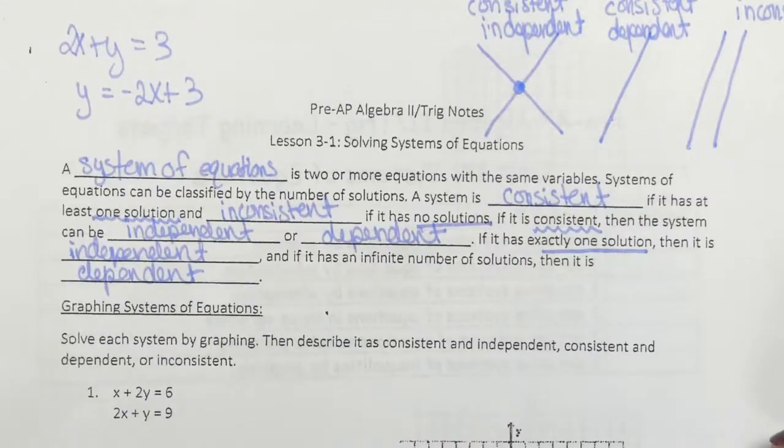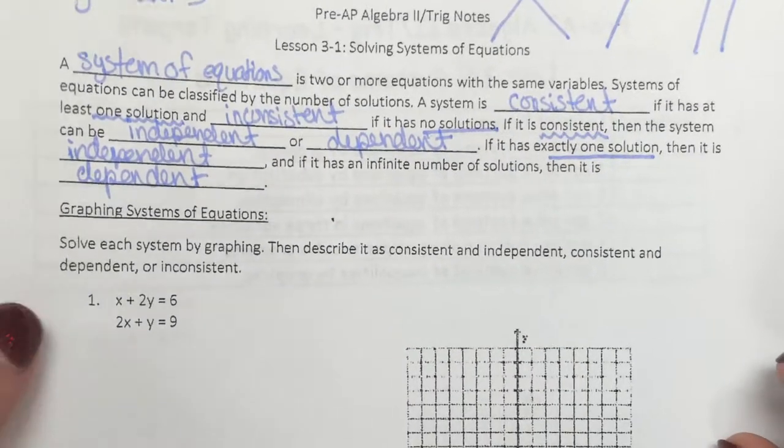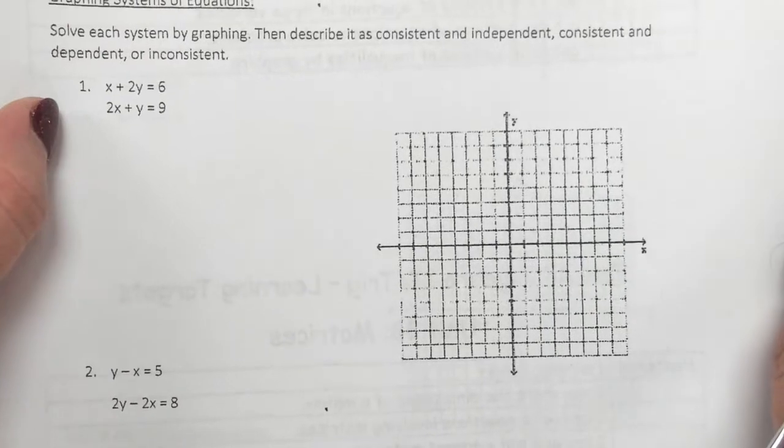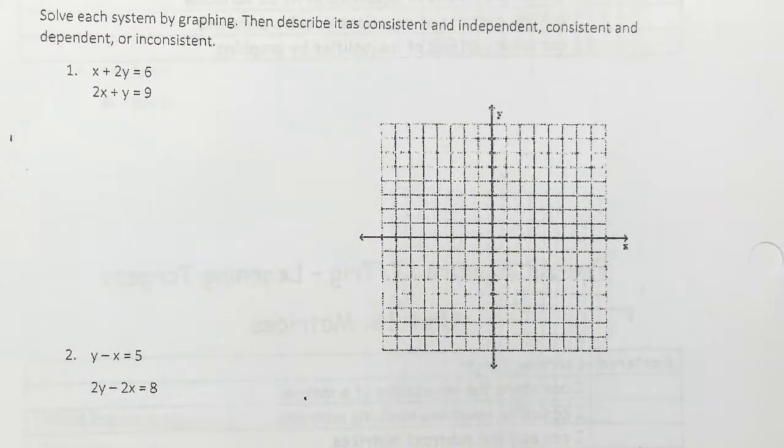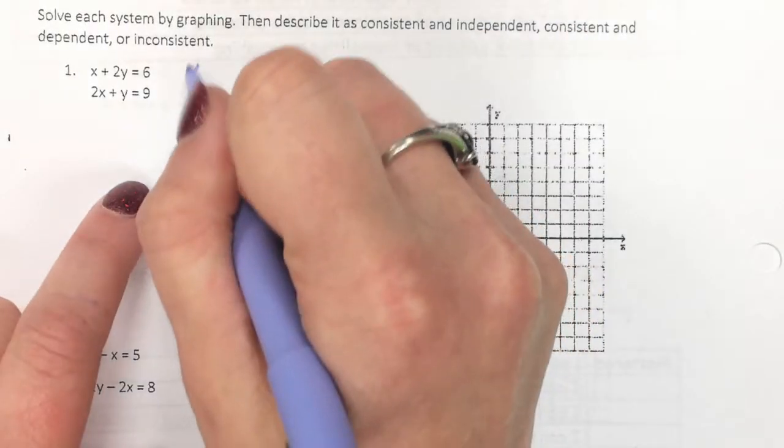Here we go. In order to graph, what must first happen? You have to get it in slope-intercept form. There you go. And if you're very visual, this is where you might want to have your two different colors. So let's do the first one.